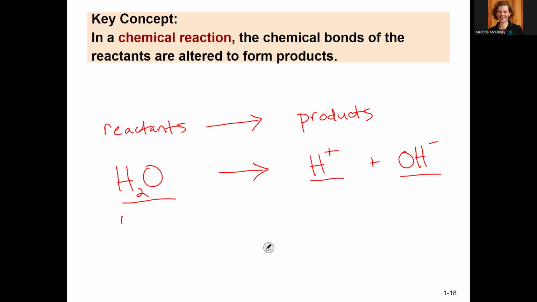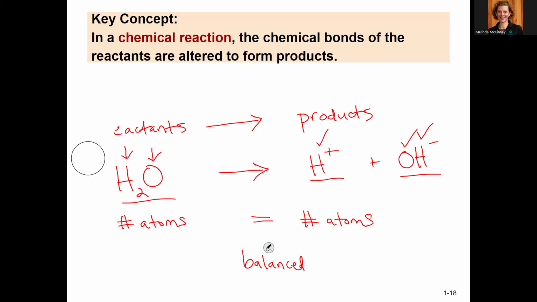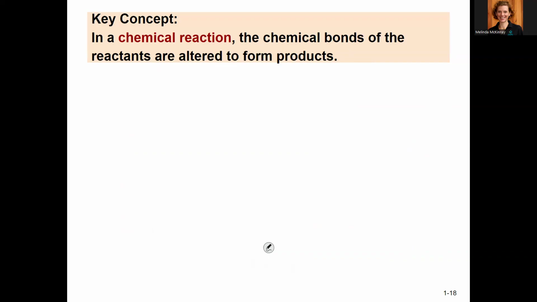Now, the number of atoms over here is always going to be equal to the number of atoms over here in a balanced chemical equation, right? If this is balanced. So you can see there's 2 hydrogen here on the left, and there's 1 hydrogen here, a second hydrogen over here. So yes, check. We've got 1 oxygen on the left, and check, we've got 1 oxygen on the right. So that's a simple chemical equation. Right? You can have a more complex one.